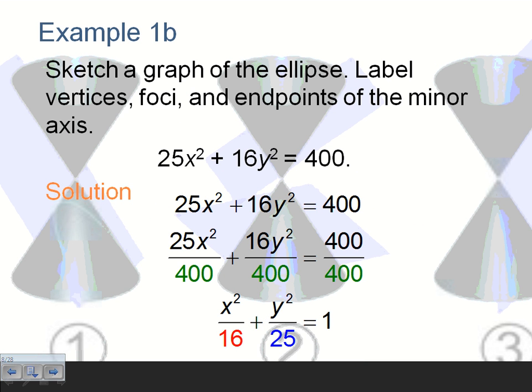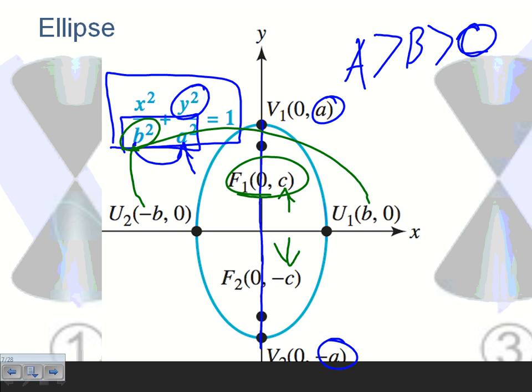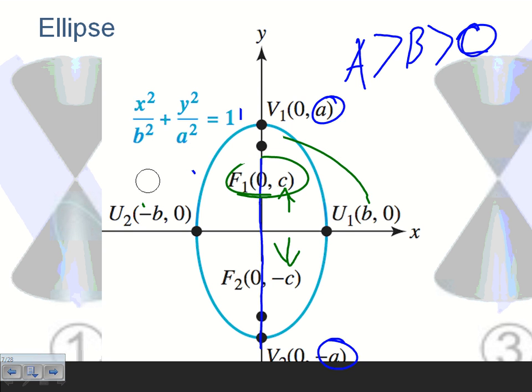So here is a problem that we have. Sketch a graph of the ellipse. Label the vertices, foci, and endpoints of the minor axes. So here is how we would start. If this is our primary equation, we know we're looking for something equal to 1. So we know we need 1 on the right-hand side.